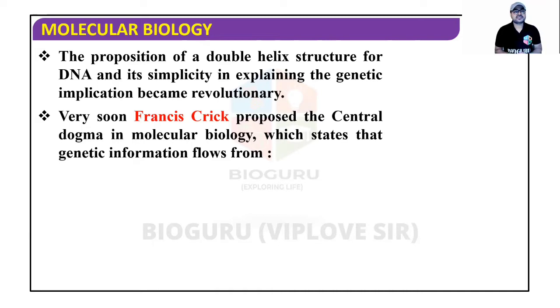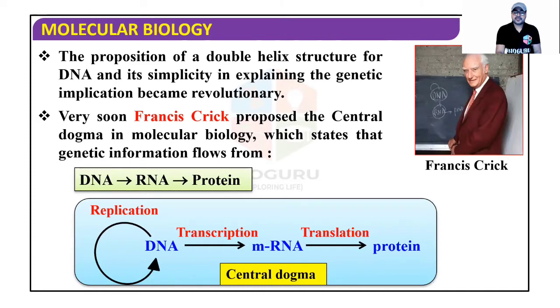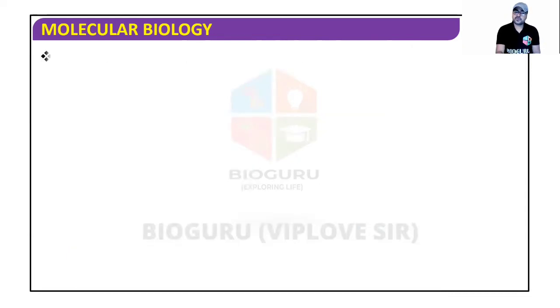Very soon, Francis Crick proposed the central dogma in molecular biology, which states that genetic information flows from DNA to RNA, RNA to protein. Now, formation of DNA from DNA is called replication. Formation of mRNA from DNA is called transcription, and formation of protein from mRNA is called translation. So, it is a unidirectional flow of genetic information. It is called central dogma.